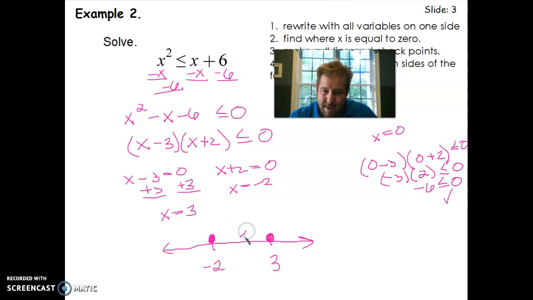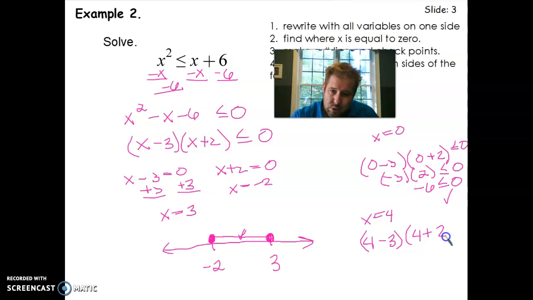So I know everything in between, I'm just putting a check there, so that means all of this in between is going to be a solution. Now, if I pick anything on the outside, it should not work. Like if I make x 4. So if I put in 4 minus 3 and then multiply it by 4 plus 2, is that going to be less than or equal to 0? Let's find out. So that's 1. 4 plus 2 is 6. 1 times 6 is not less than or equal to 0 because that's 6. So that does not work.